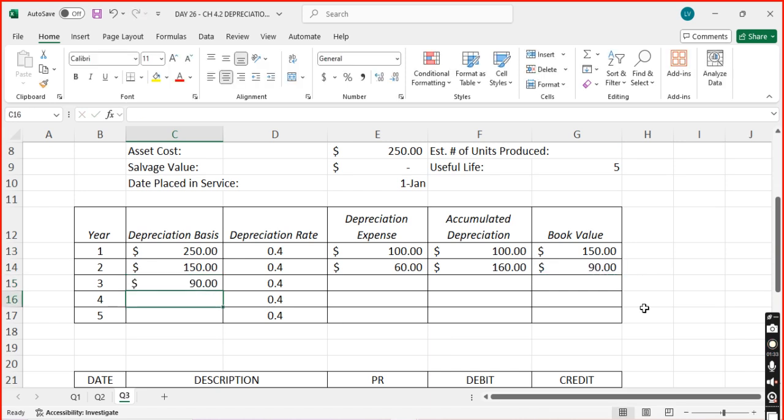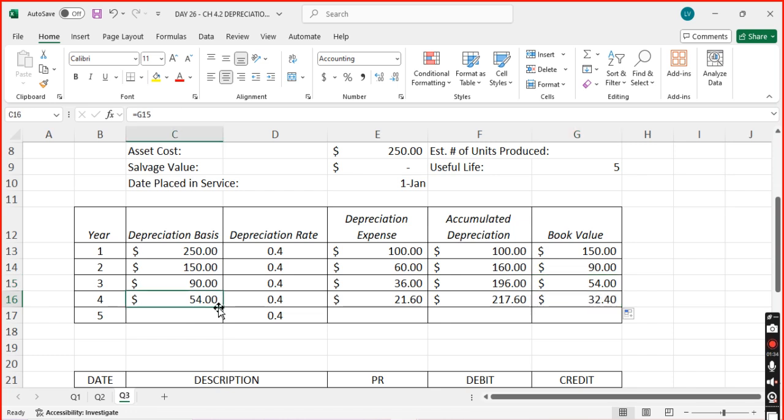So I'm going to go ahead and pull forward because again, it's rinse and repeat. You got 90. What's 40% of 90? That will give you $36, which will give you $196 accumulated, which will give you $54. Year 4 will be $54. 40% of that will be $21.60, which will give you $217.60, which will give you your book value to be $32.40.